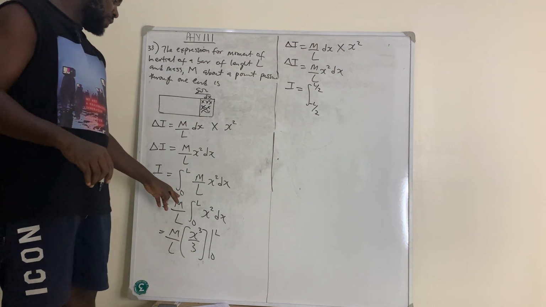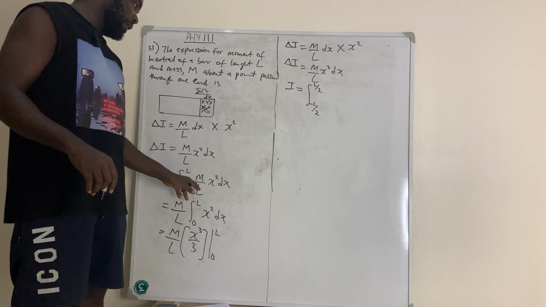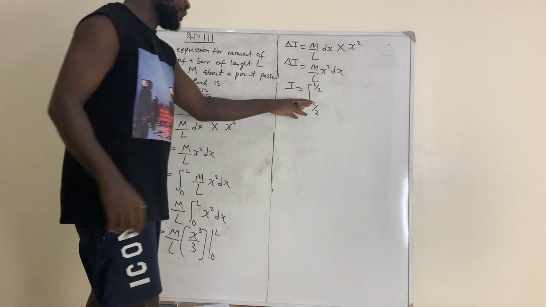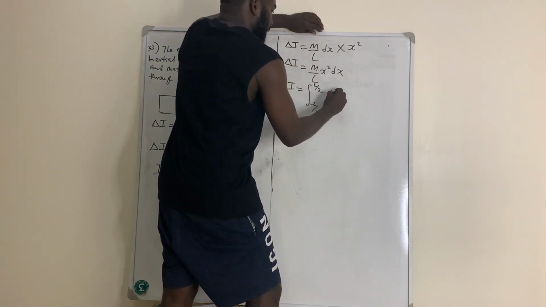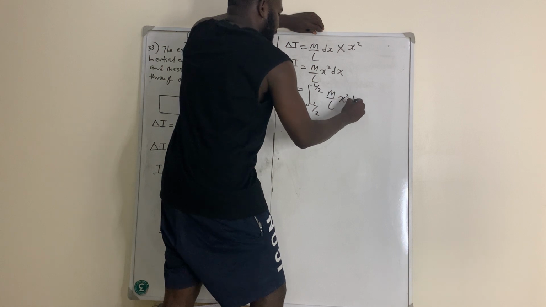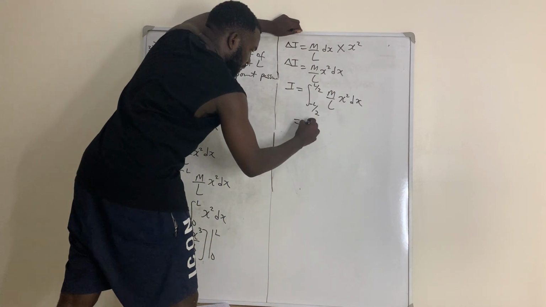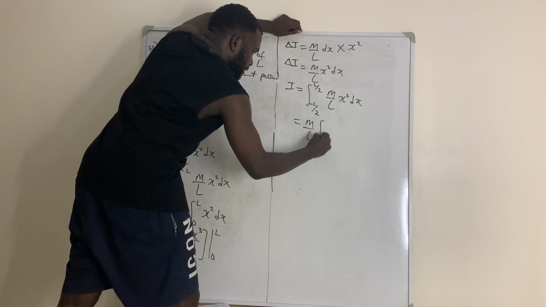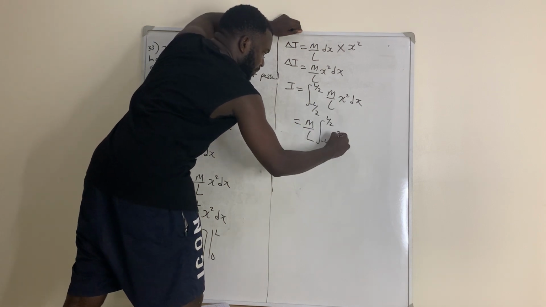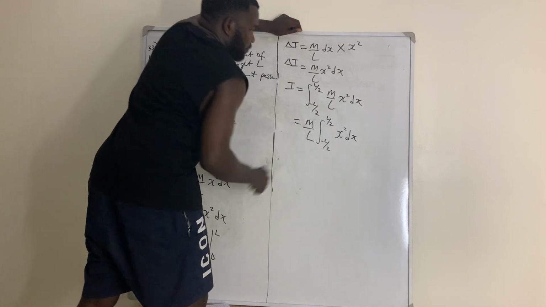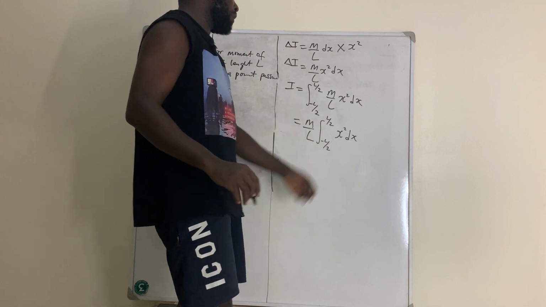This one is just from the zero end to the other end, so from 0 to L. But in this one, if it is at the middle, it will not be that. So I'm going to have my M over L x squared dx. Bring out the constant outside: M over L, the integral of x squared dx, starting from minus L over 2 to L over 2.